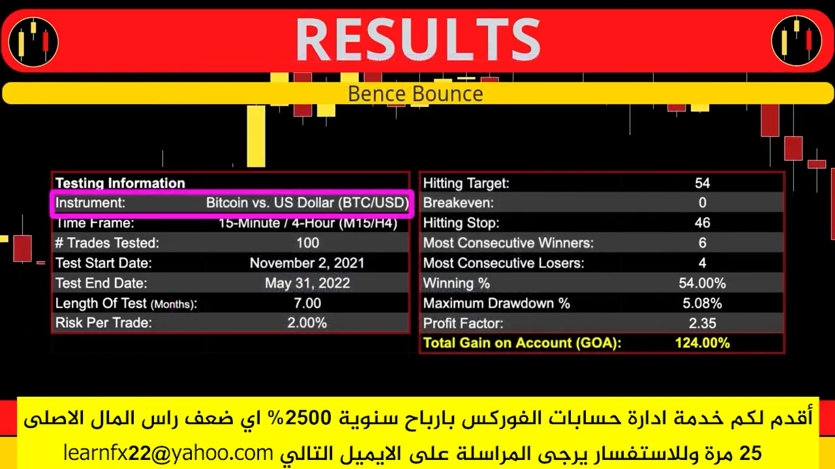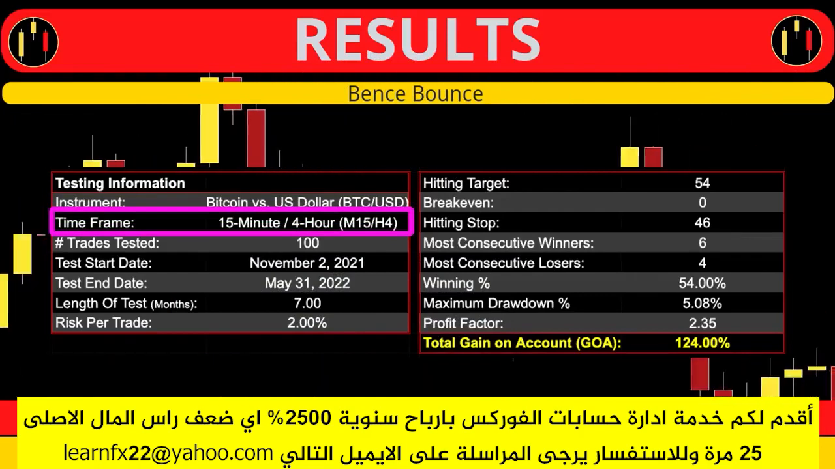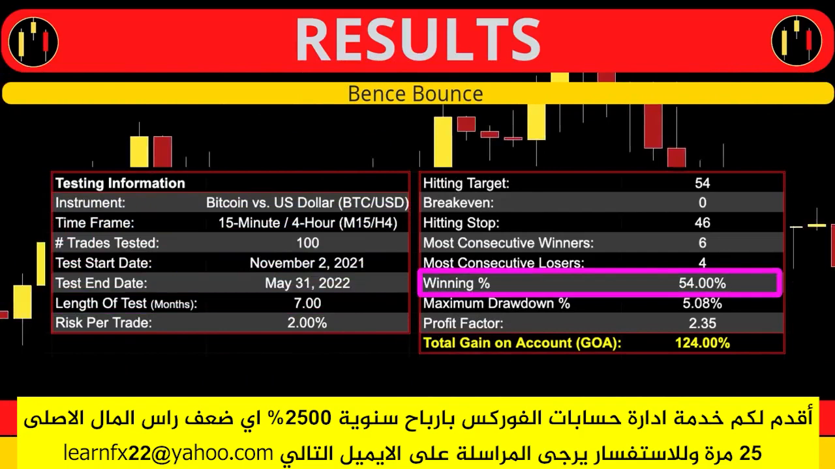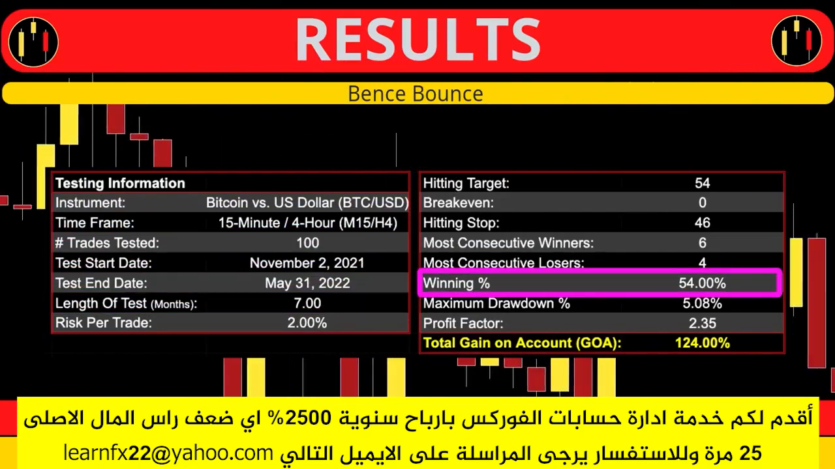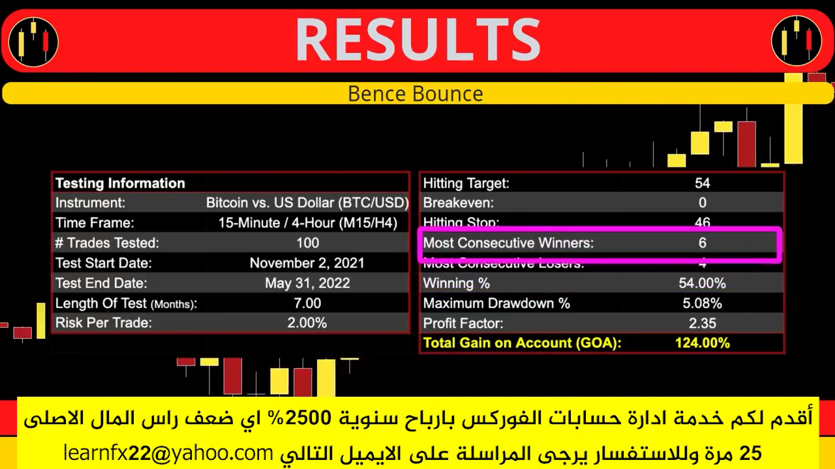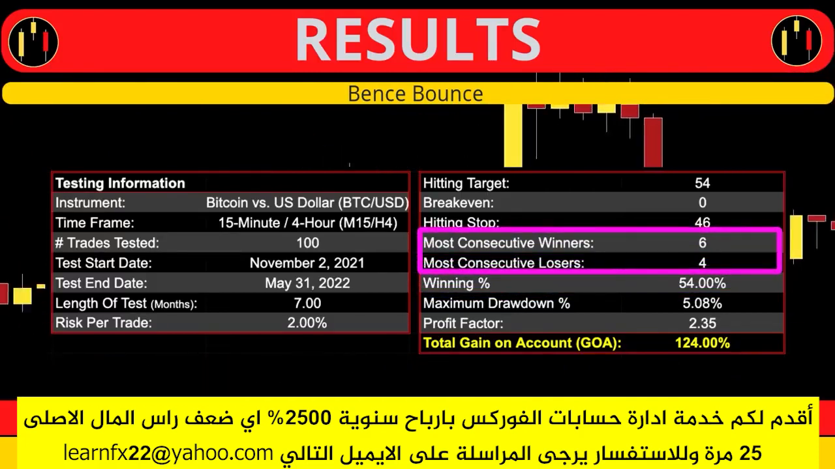This test was done on Bitcoin versus the US dollar using both 4-hour and 15-minute Japanese candlesticks. It took 7 months to find the 100 setups. This dataset produced a 54% win rate, but there is a caveat to that which I will explain in a moment. Most winners in a row came in at 6, and that is paired with 4 consecutive losing setups, which is not a bad ratio.